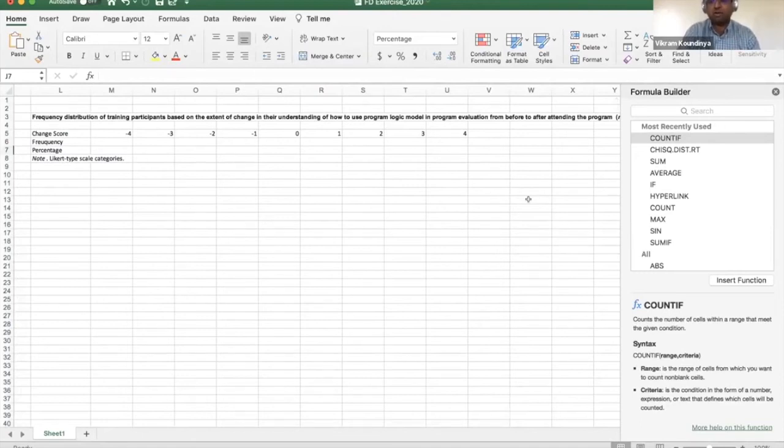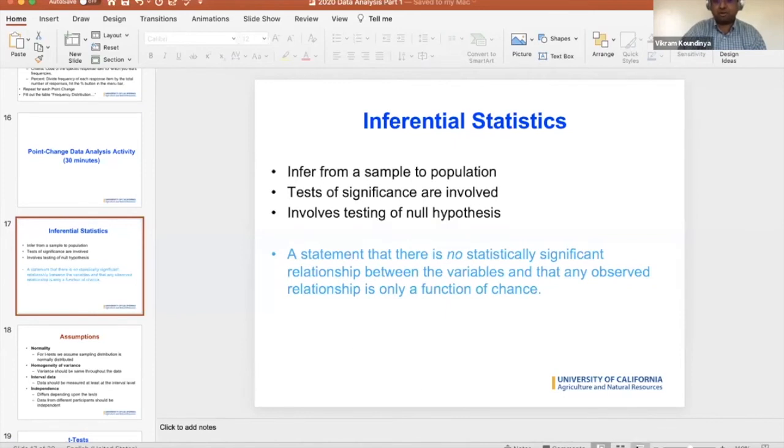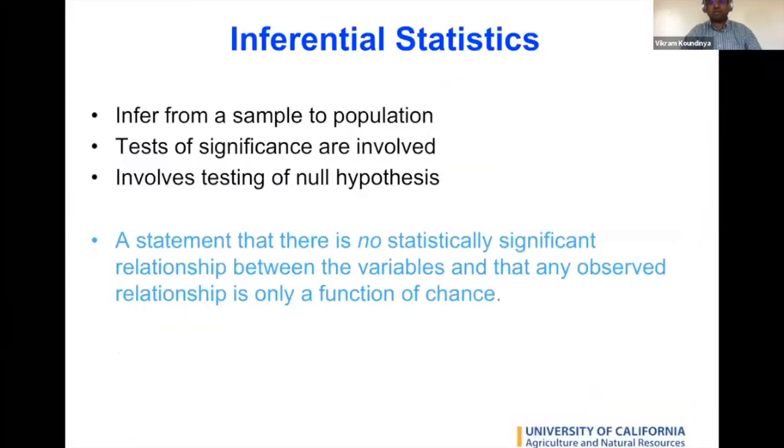So now we'll briefly talk a little bit about inferential statistics and the test that we'll be doing. And after that, we'll break into groups for the activity. Roshan, please. Yeah, thanks, Vikram.